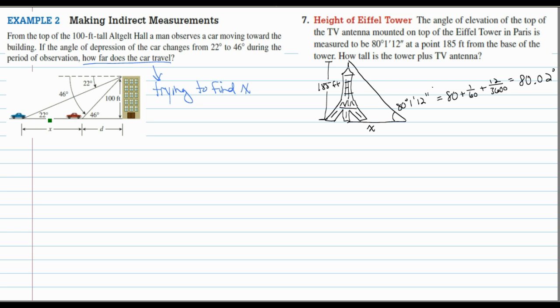Well, if we're looking for how far the car is traveling, we're looking to find x here. D would be the distance of the car at that second spot of observation. The first position of the car, the angle of depression from the top of the building is 22 degrees. The second position is 46 degrees. So I actually have two different right triangles that I'm dealing with, so I am going to set up two different trig expressions. The first one I'm going to set up is the blue one.